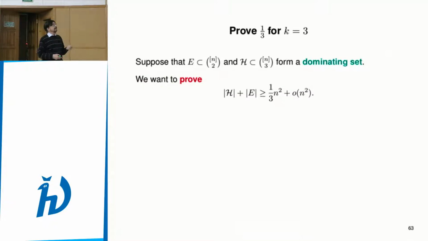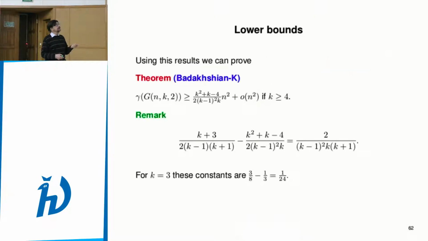And I will now again concentrate on the case k equals 3. First I show the proof of this theorem, the weaker lower bound for k equals 3. So this is the conjecture, and this is this value, 1 over 3. And so I want to prove only this coefficient first.